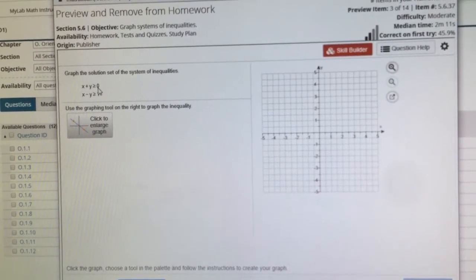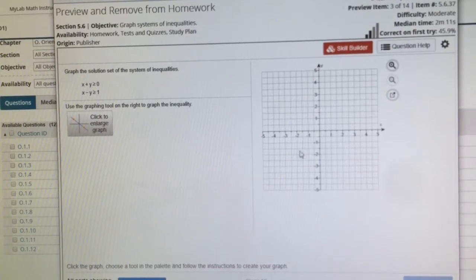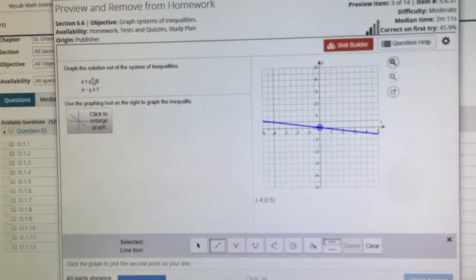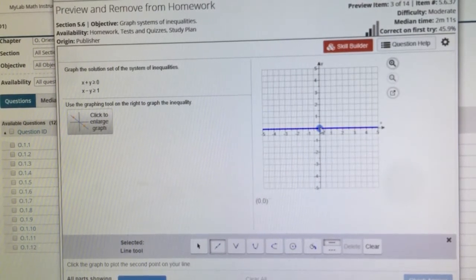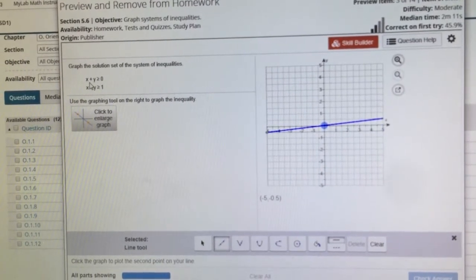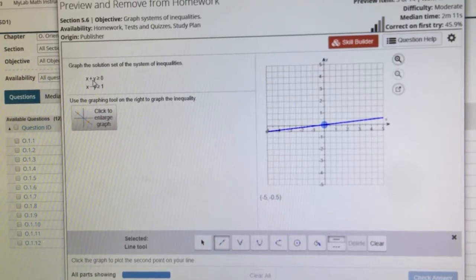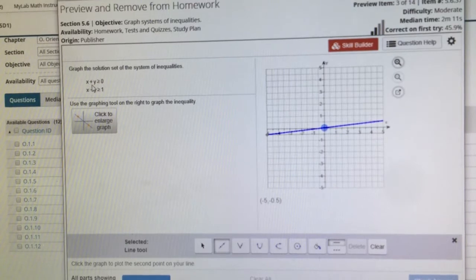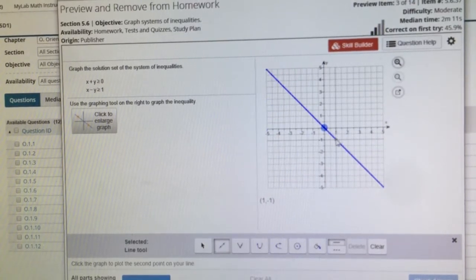All right, so on this one, if I let y be 0, that means x is 0. So let's go ahead and click my graph here, 0, 0. Now if I let x be 0, well, y is 0, so that's the same point. So I'm going to have to do something different now to get me a second point. So what I'll do is I'll just let x be 1. If x is 1, 1 plus what would be 0? Well, that means y would have to be -1. So 1, -1. So I'm going to go 1, -1, and then bam, there you go.